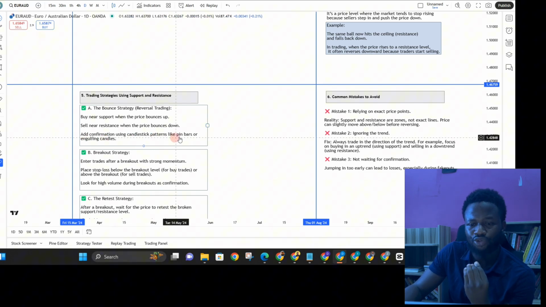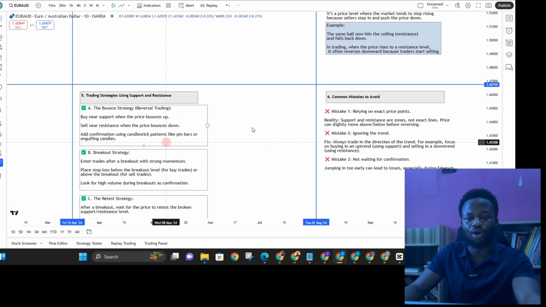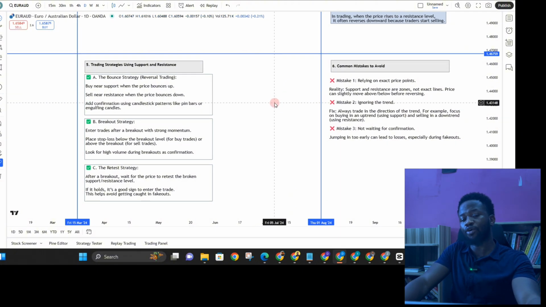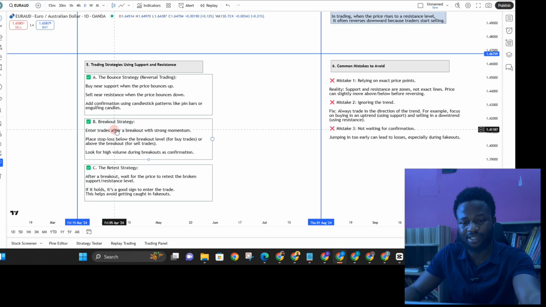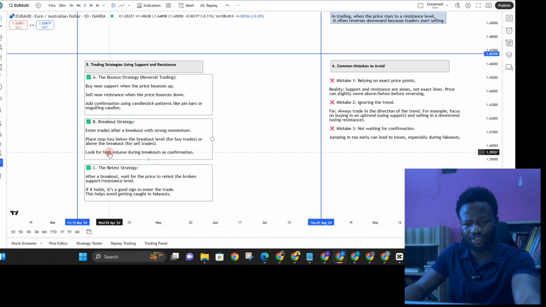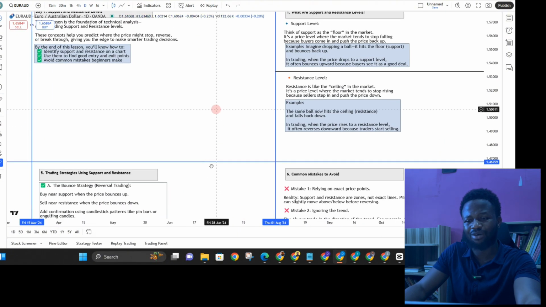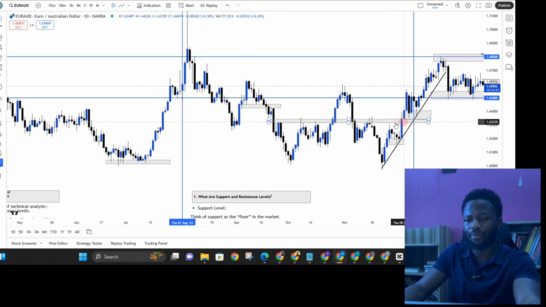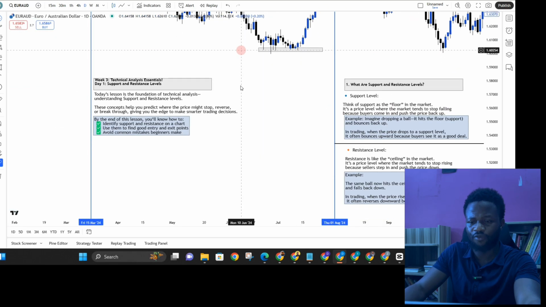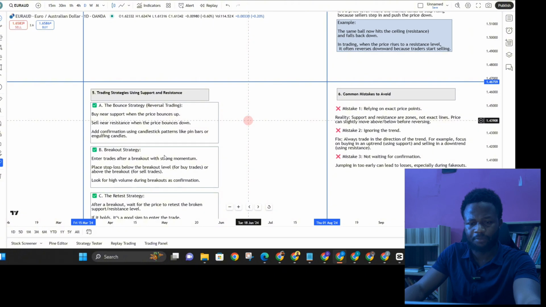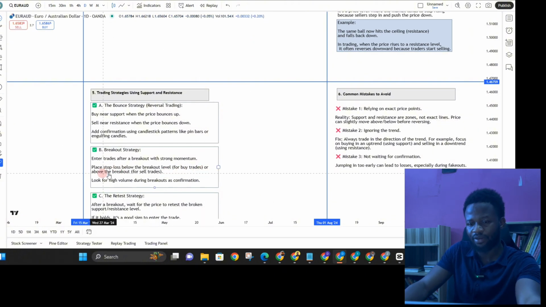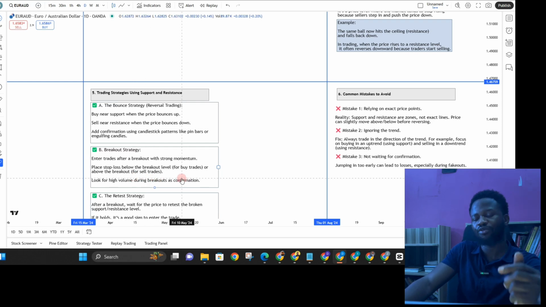So you have confirmation using candlestick patterns like a pin bar or engulfing candle. Remember, an engulfing candle is that big candle that swallows the previous price, right? Then we have breakout strategies. With these, you enter a trade after a breakout or strong momentum. This is what happened here. After a strong breakout is where you enter. Of course, you also have to wait for confirmation, right? Then place the stop loss below the breakout level, I told you that earlier, for a buy trade, or above the breakout for a sell.